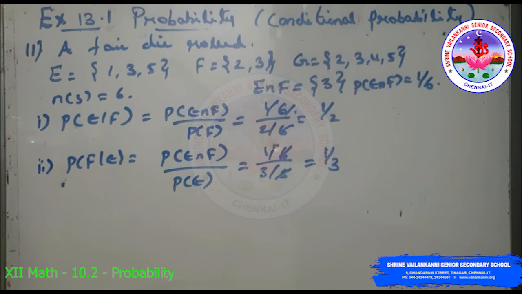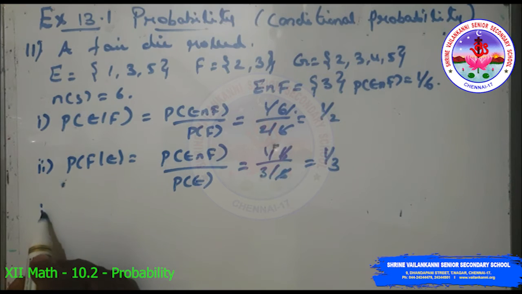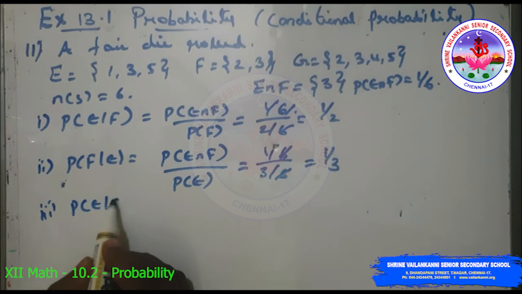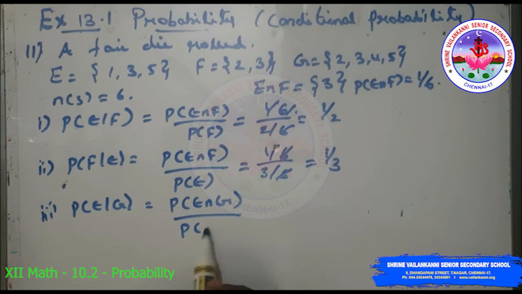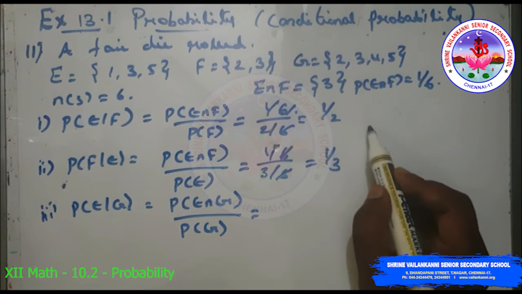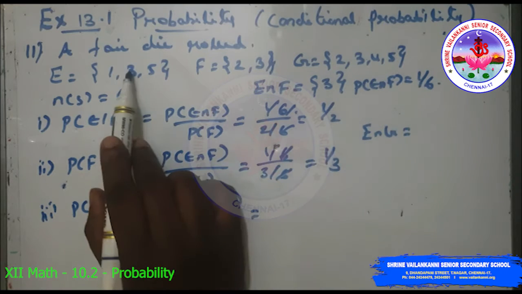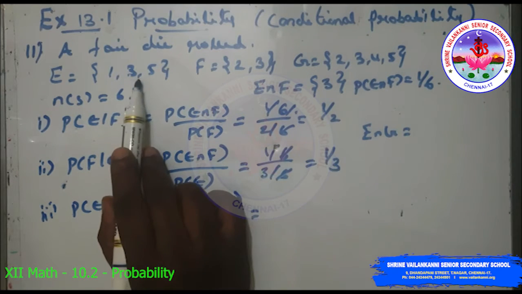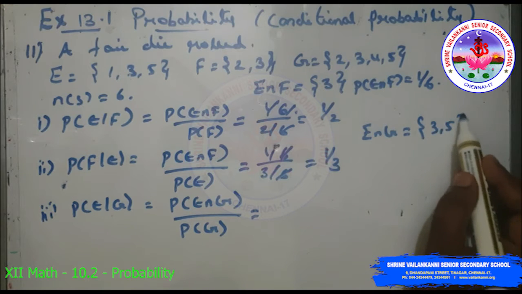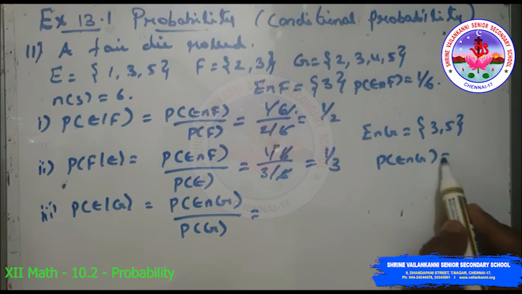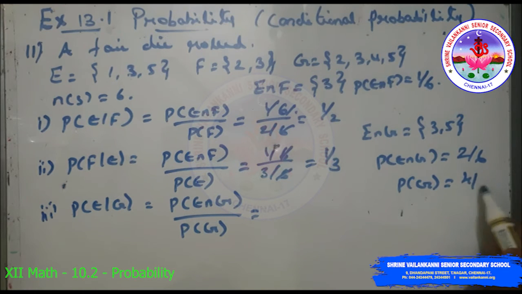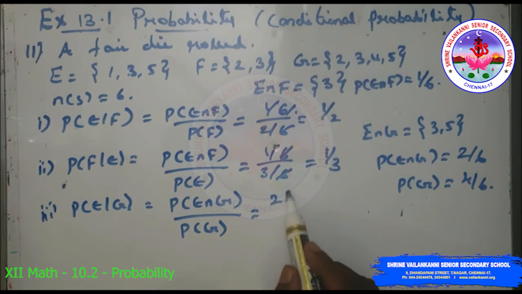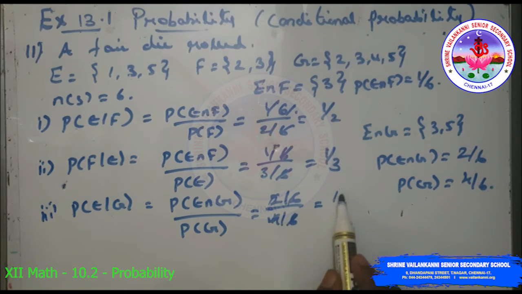Now the third subdivision, we have to find P(E|G). That is P(E intersection G) by P(G). E intersection G is the common element between E and G, which is 3 and 5. So P(E intersection G) is 2 by 6, and P(G) is, we have 4 elements, so 4 by 6. So we get 1 by 2.